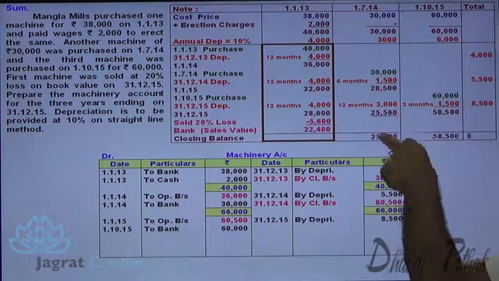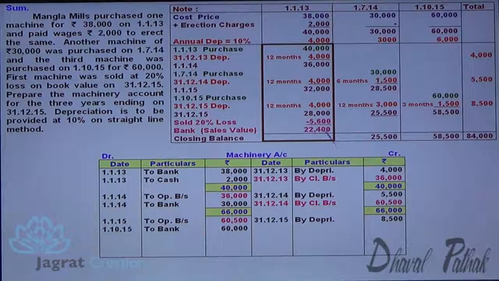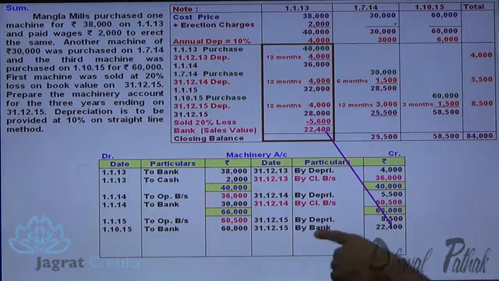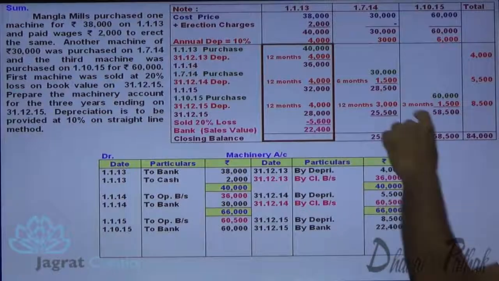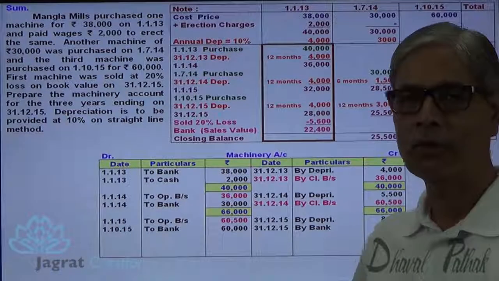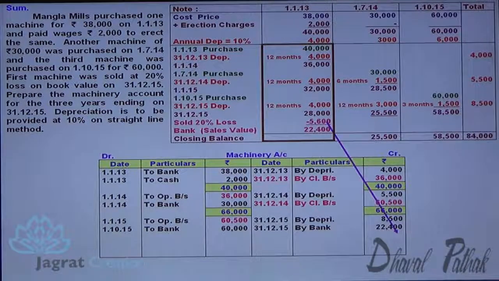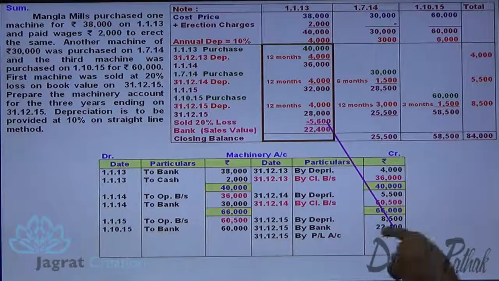And after that, this is the closing balance of machinery carried forward. Bank account debit to machinery account credit, being machinery sold and cash received 22,400. Loss 5,600, that is debited to profit and loss account. So profit and loss account debit to machinery account credit 5,600.